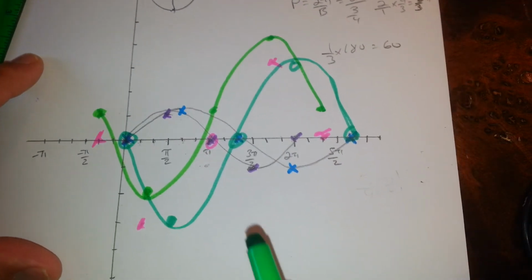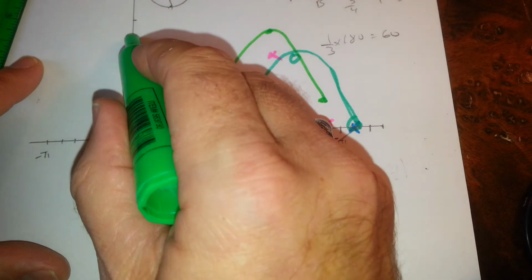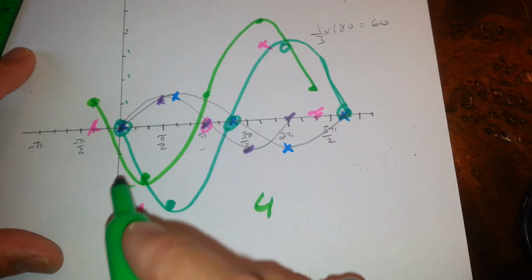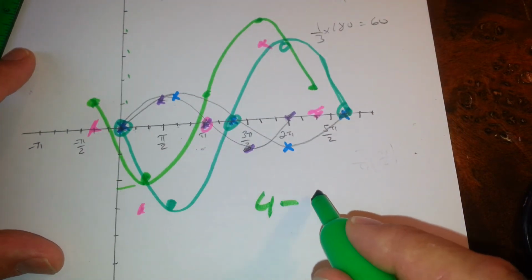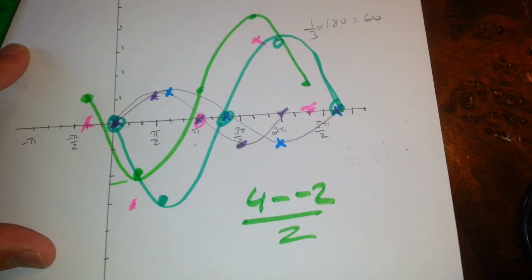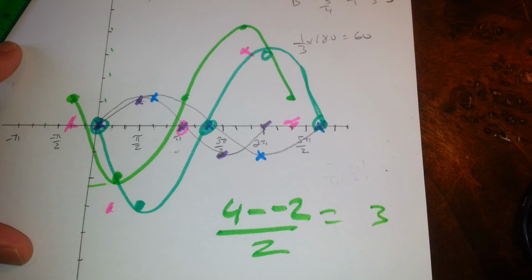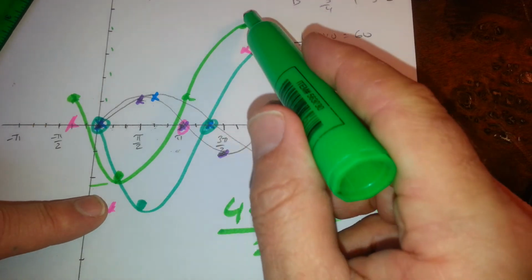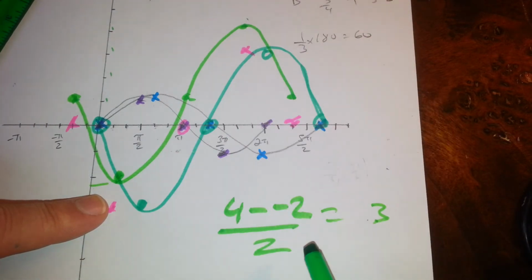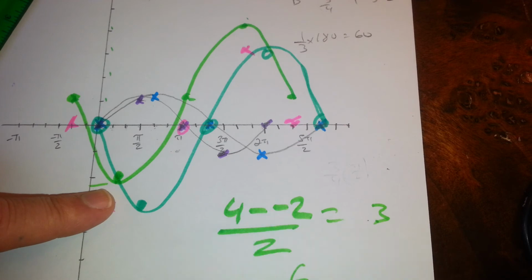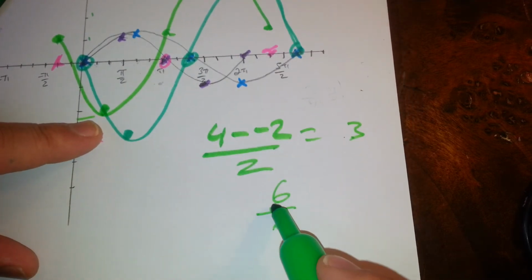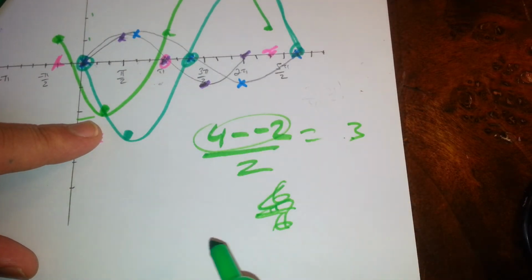Okay, it's important to know what's my amplitude here. 1, 2, 3, 4. My max is 4, my min is -2, so 4 minus -2 divided by 2 gives me an amplitude of 3. Notice it's an absolute value. The difference from top to bottom is actually 4 minus -2, which is 6, and 6 over 2 is 3.